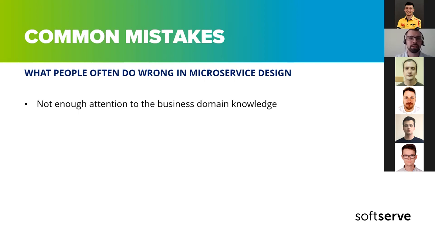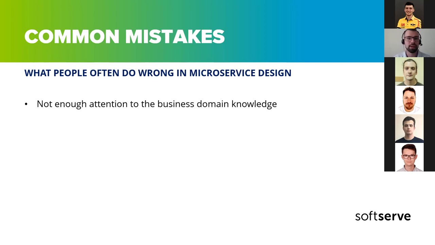So the first one is not enough attention to the business domain knowledge, meaning what? It means that when you design microservice architecture, you have to have quite deep knowledge of the business domain. Because otherwise you wouldn't be able to separate and contain service boundaries. So when you design a service, it should be responsible for doing one thing properly, and it should do it very well. It should have a single responsibility, and there is no good way to find that single responsibility that should be put into a separate service without good business domain knowledge, right?